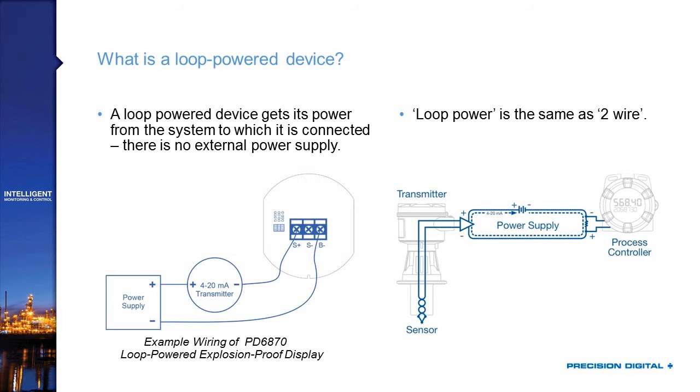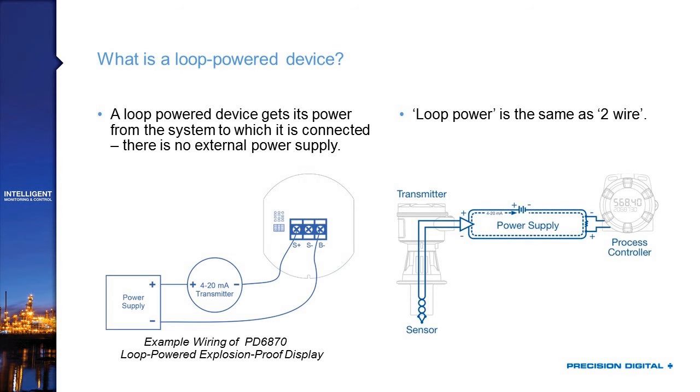And because of that, you often hear these loop power devices referred to as two-wire devices. And that's essentially the same thing. If you hear someone say, well, is that a two-wire device? Really what they're saying is, is that a loop power device? Because the same wires that carry the signal in are the same two wires that are carrying the power that the device uses to operate.